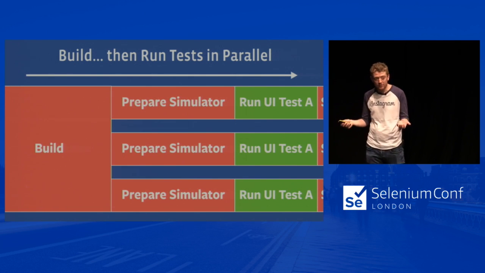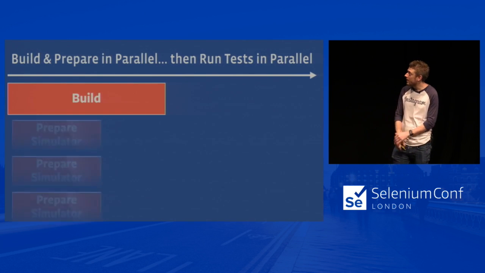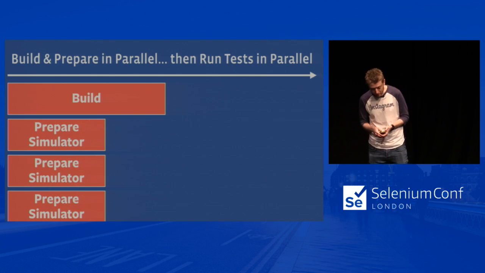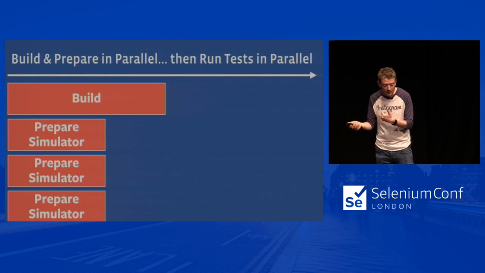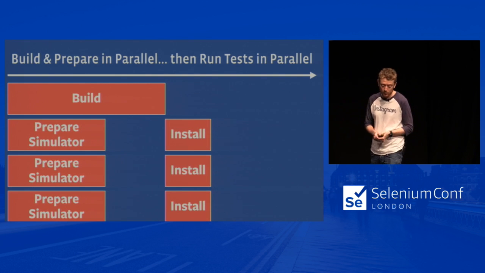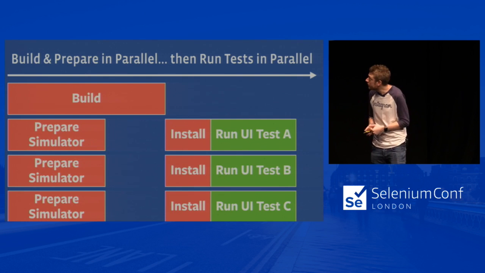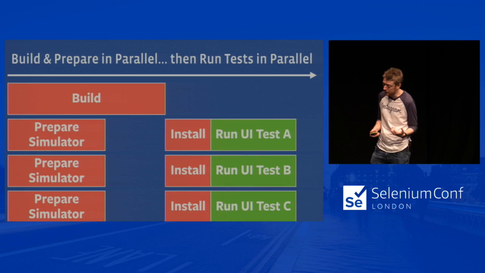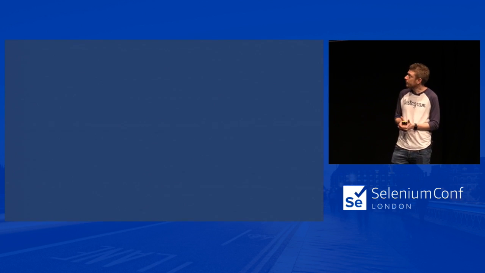So we could reconsider this approach and build and then prepare our simulators in parallel. This means that as soon as the build is finished or the simulator has booted, whichever is the slowest, we're now ready to run the tests. Obviously, we have to install first, so that's what we're going to do, and then we can run all of these tests. So as you can see, this also changes the dynamic and has the potential to increase test throughput. Hopefully, we can use this knowledge later.